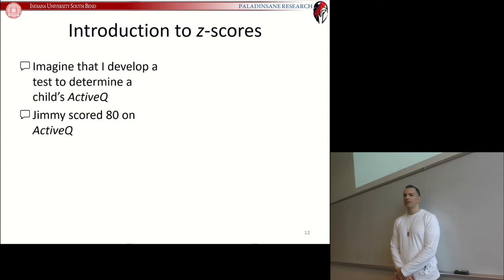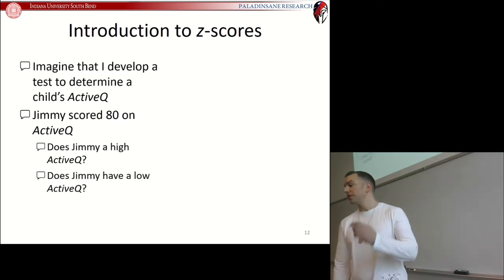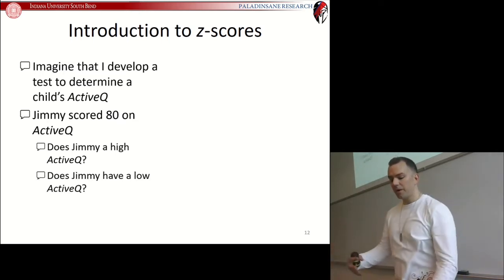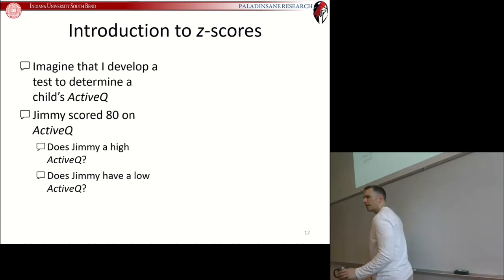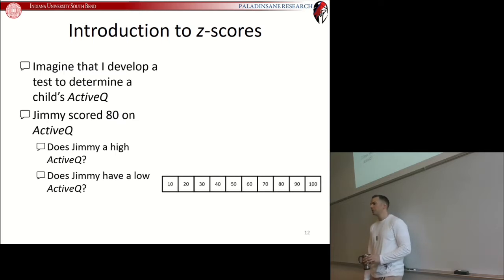So without knowing what that Active Q score is, or without knowing what that Active Q test is like, we have no idea if that's a high Active Q. And we have no idea if that's a low Active Q. So if you came up to me and said, oh, what was Jimmy's score? And I said, oh, it was an 80. You have no idea. Is that high or is that low? But the one way that we can tell whether it's high or low is to compare it to a distribution.